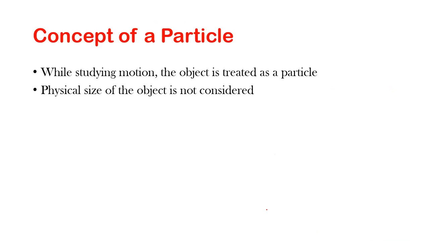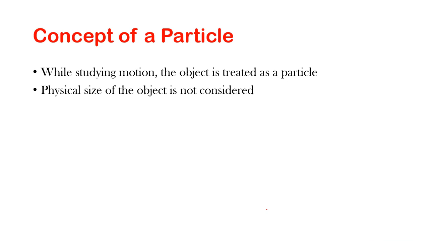So the concept of a particle is what is important over here. Whenever you are learning motion, most of the time we are not taking into consideration the shape of the object. The shape can be a bus, a car, a ball. It can be anything. So what do we observe over here? Can we not consider that object as a point? In certain situations that is true.